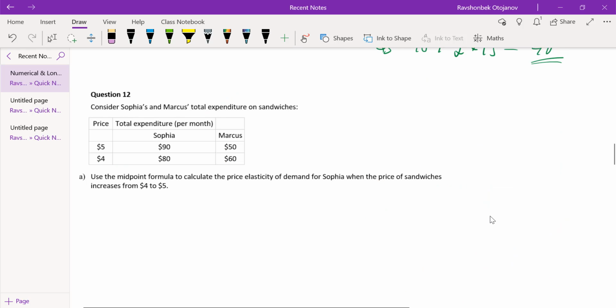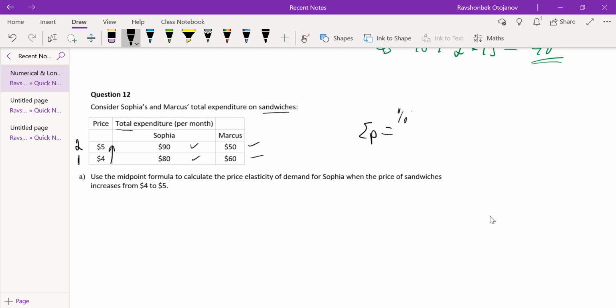The next question here. Consider Sophia's and Marcus's total expenditure on sandwiches, and these are the prices given. This is the first month, this is the second month. Yeah, so there is a price increase from $4 to $5, and this is then Sophia's spending. So use the midpoint formula to calculate the price elasticity of demand for Sophia when the price of sandwiches increases. Okay, so for the midpoint method, let me write it down first, so that's visible to us.